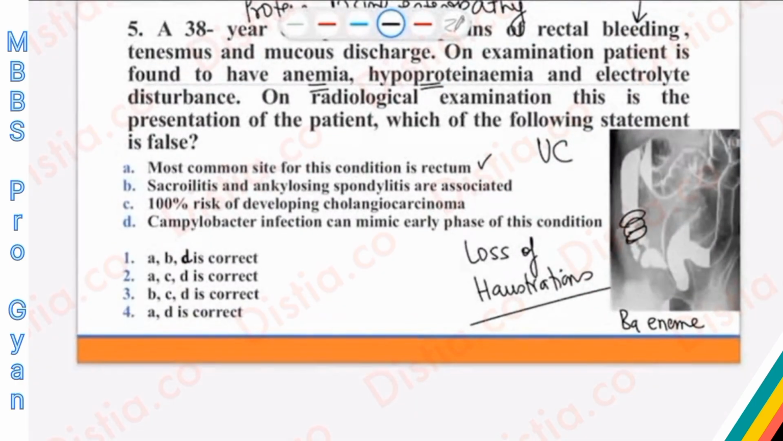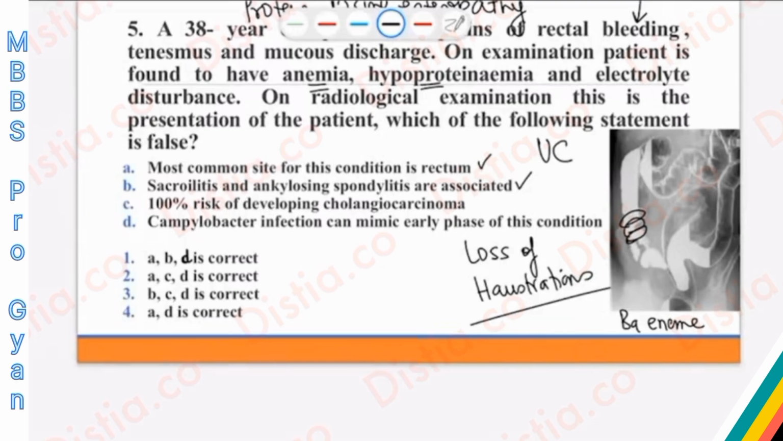Option number A definitely is a correct statement. Sacroiliitis and ankylosing spondylitis: I have explained that among the extra-intestinal manifestations of ulcerative colitis, the number one component is arthritis. It's mainly going to be sacroiliitis or a migratory polyarthritis.